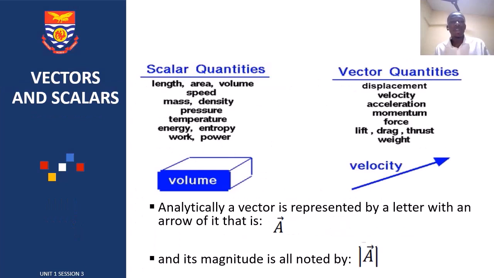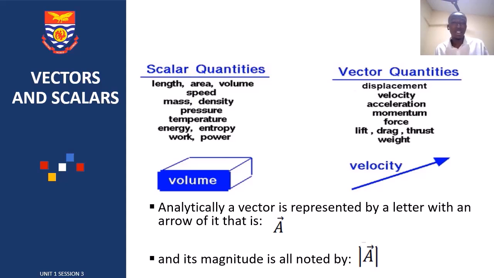So scalar and vector quantity. Anytime we define a quantity with only numbers, we define it as a what? A scalar quantity. So a scalar quantity has only magnitude and has no direction. Unlike a vector quantity, we define a number with a specified direction and we say it's a vector quantity. So a vector quantity has both magnitude and direction.